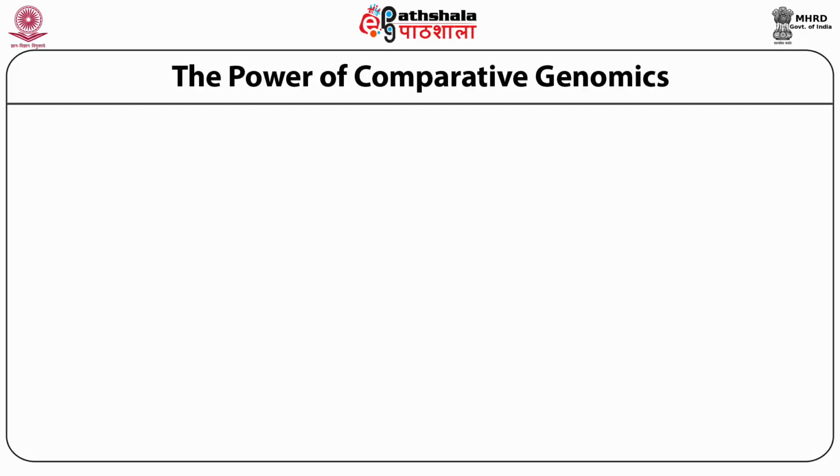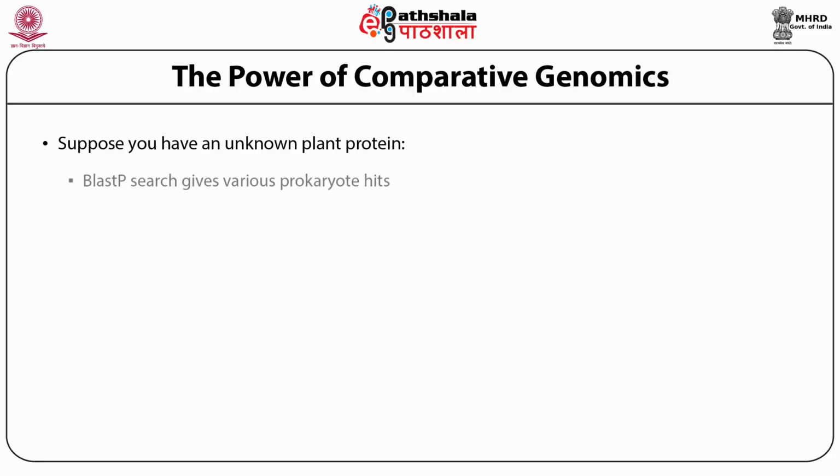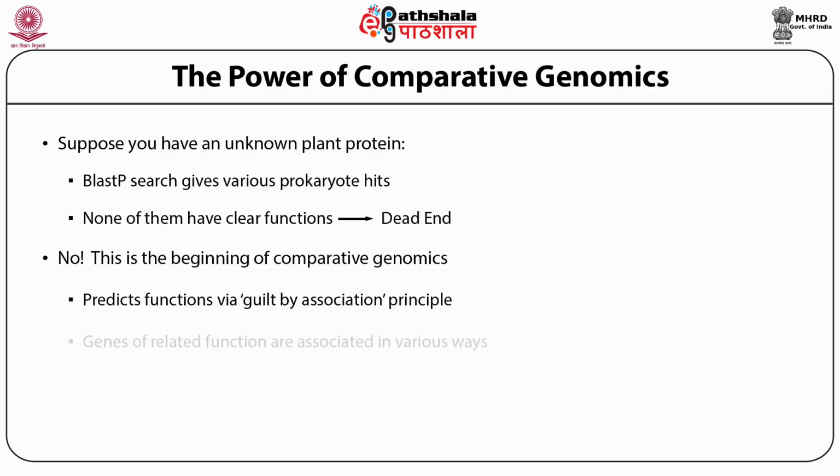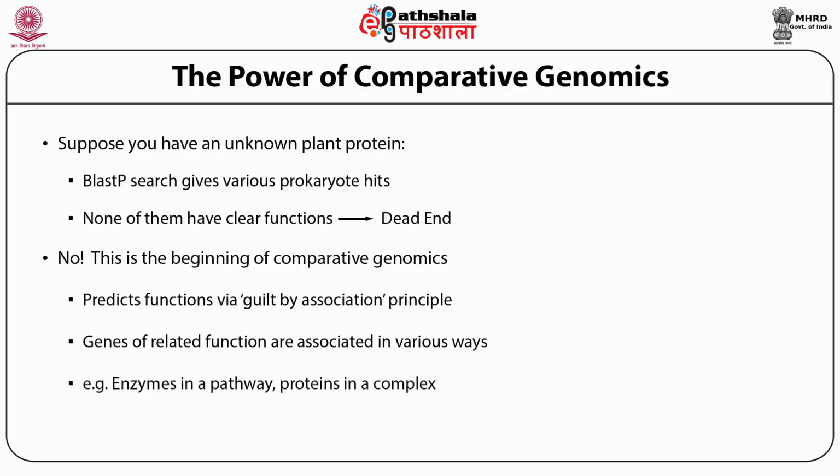We discussed the power of comparative genomics. Suppose you have an unknown plant protein, and the BLASTP search gives you various prokaryotic hits, none of which have a clear function. That's a dead end? No, this is the beginning of comparative genomics. It predicts function via the guilt by association principle. Genes of related function are associated in various ways: enzymes in pathways, proteins in a complex. Whatever genes associate, they probably do it together.